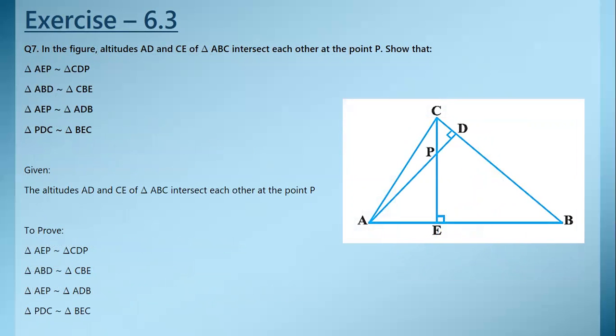Moving on to question number 7. In the figure, altitudes AD and CE of triangle ABC intersect each other at the point P. We have to show 4 points over here. Triangle AEP is similar to triangle CDP. Triangle ABD is similar to triangle CBE. Triangle AEP is similar to triangle ADB. Triangle PDC is similar to triangle BEC.